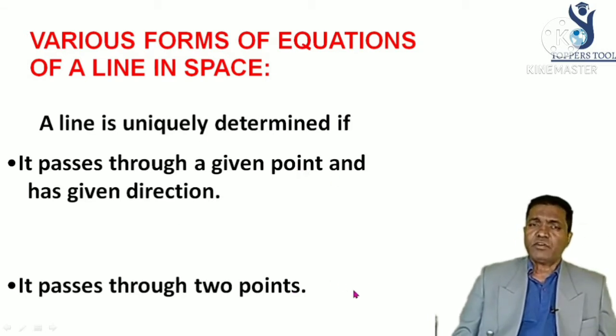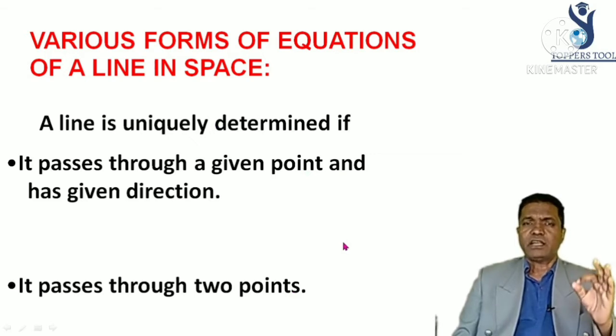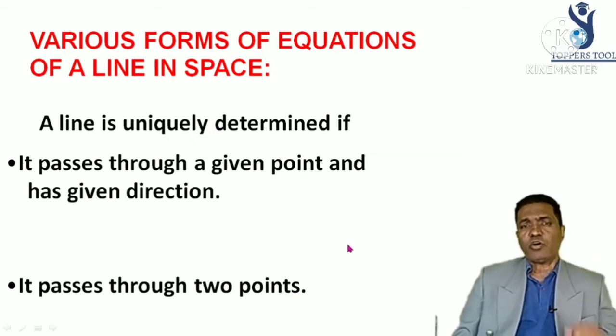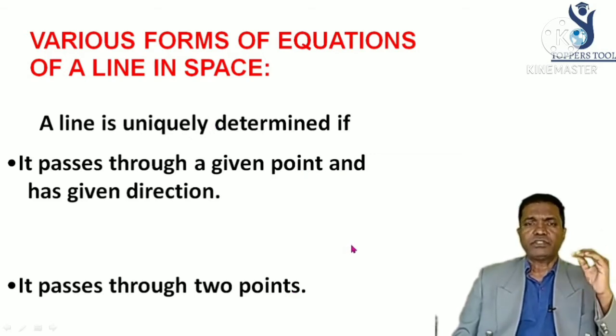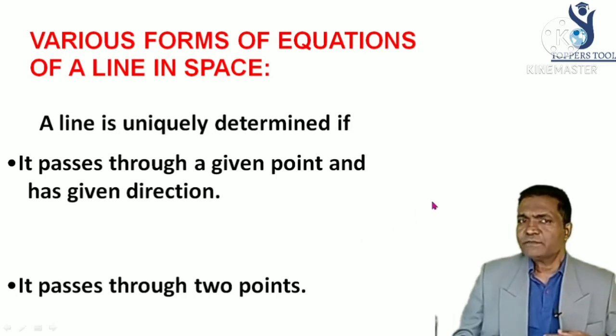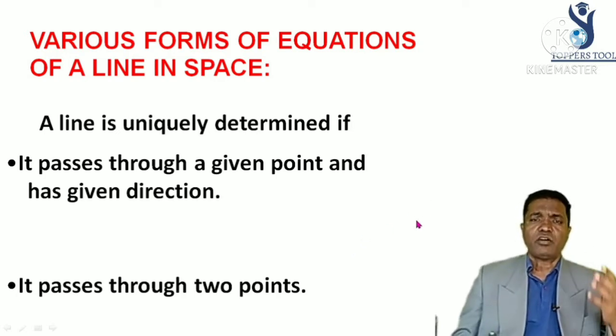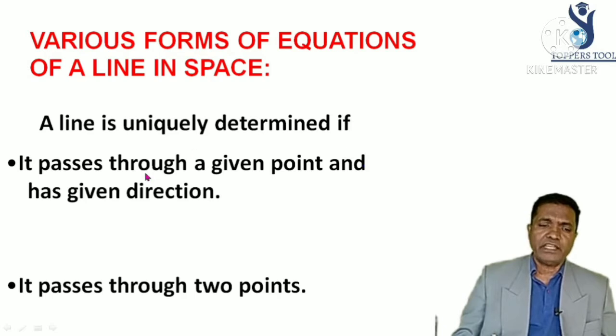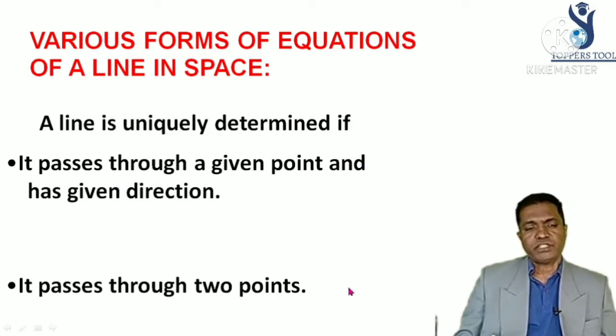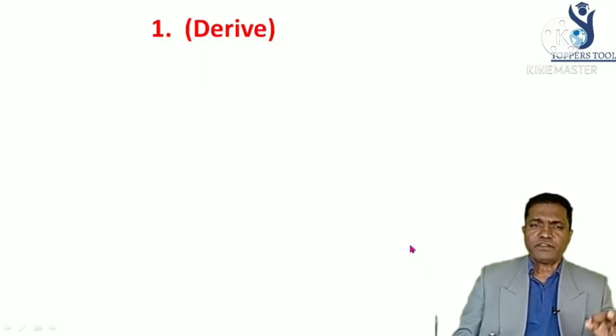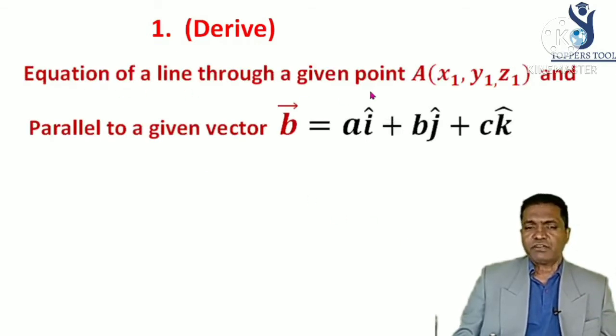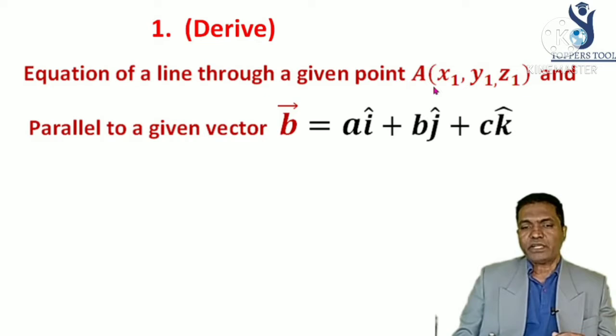With this information, you can determine a line, draw a line, or construct the equation of a line. So let's derive the equation of a line in these situations. The very first form is the equation of a line through a given point (x1, y1, z1) and parallel to a given vector b.